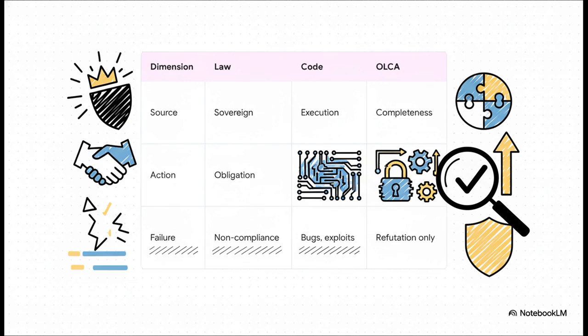Look at the source of authority. For law, it's a government or some institution. For code, it's the machine executing it. But for an OLCA, its authority comes from its own verifiable, formal completeness. That's it. And check out the failure modes. You break a law through non-compliance. Code breaks because of a bug. But an OLCA, the only way it can fail is if someone can formally prove that its internal logic is wrong. And believe me, that is a much, much higher bar to clear.